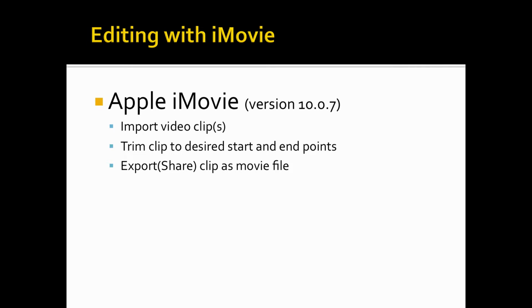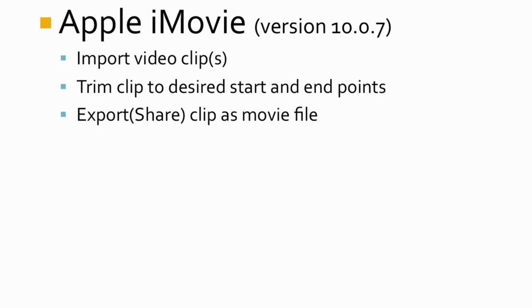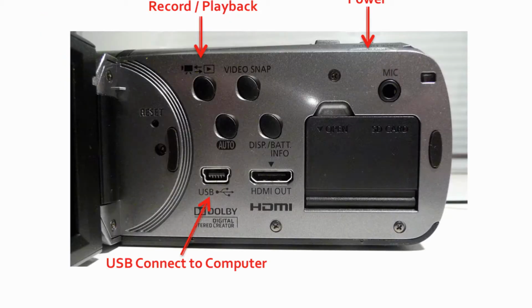We are using Apple iMovie. The current version that I'll be displaying today is version 10.07. We will take a look at importing the clips, how to trim your clip at the start and the end point, and then also how to save or share your clip as a movie file so that you can bring it into Handbrake for the compression component.